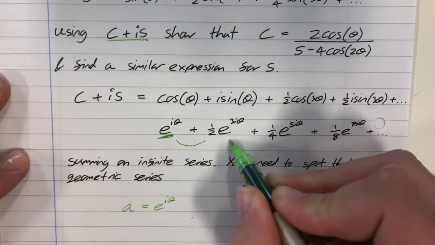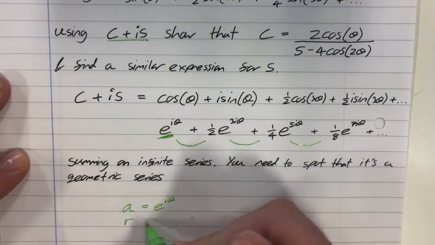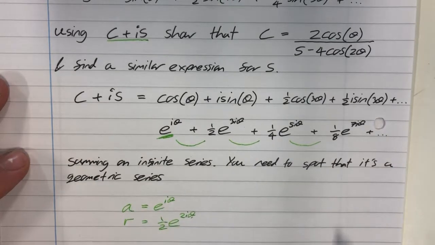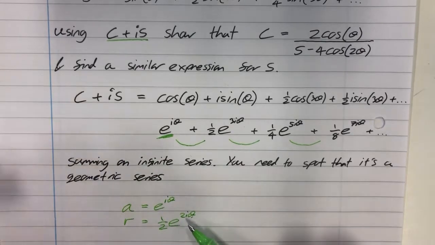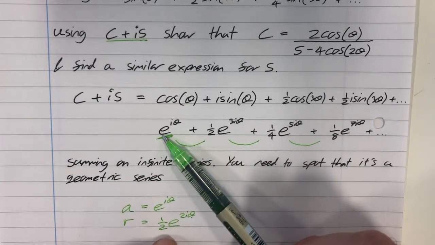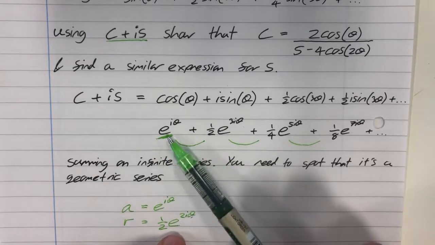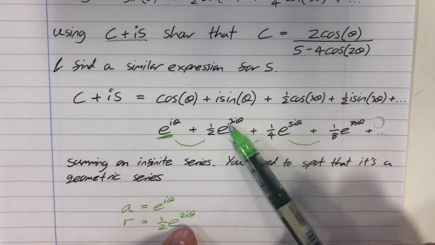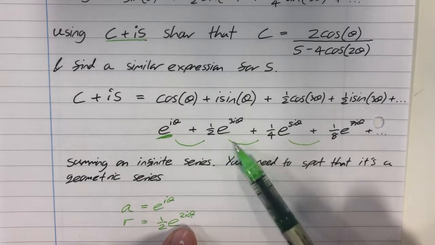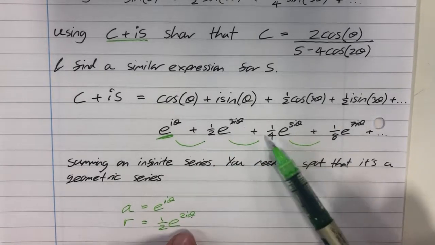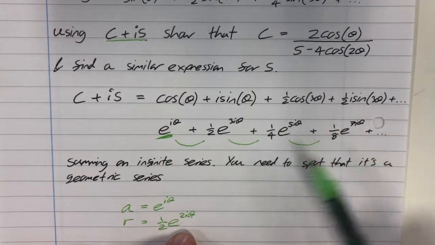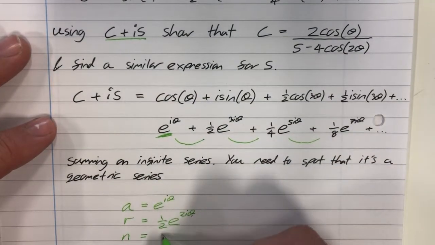And then to get from one term to the next, we multiply by the common ratio, which in this case is a half e to the 2i theta. Don't forget that when you multiply exponentials, you just add the exponents. So if I multiply by a half, the half is there, and the two exponentials come together to give e to the i theta plus 2i theta, which is e to the 3i theta. The same thing occurs here. Half times a half is a quarter, so that half is coming into play again. 3i theta plus 2i theta is 5i theta, and it continues on in this manner. This is an infinite series, so n is infinite.